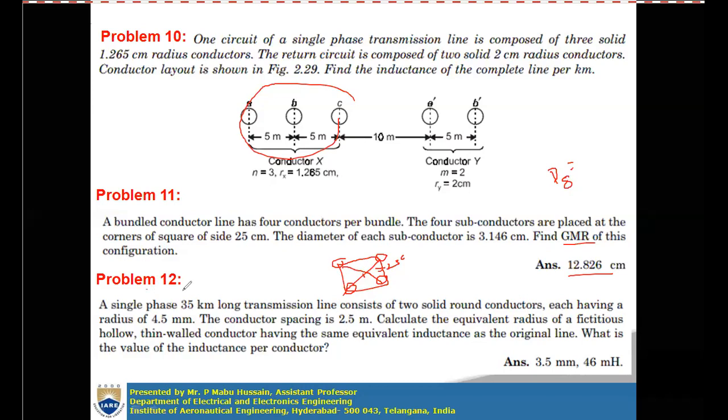So if you observe the problem number 7, a single phase 35 kilometer long transmission line, which consists of 2 solid conductors, each having the radius of 4.5 mm. Conductor spacing is given, right? It is a single phase transmission line, and the distance between these two conductors is given as 2.5 meters. Calculate the equivalent radius of a fictitious hollow thin-walled conductor having the same inductance as the original. Right, the fictitious radius you have to calculate, which is nothing but GMR, R dash. This is equal to 0.7788 times the R value. Okay, that R value is given in the problem itself. So if you directly substitute in this problem, you will get 3.5 mm.